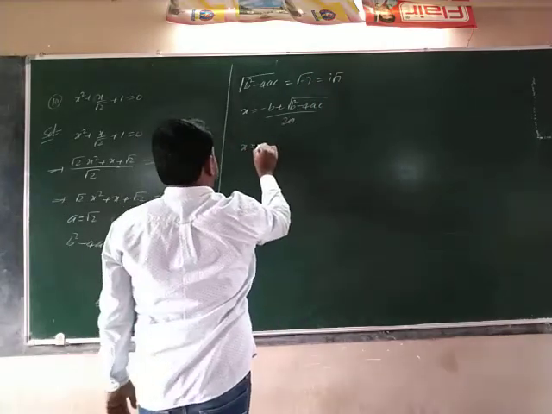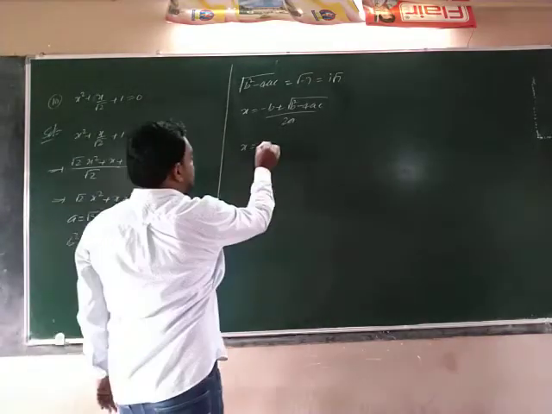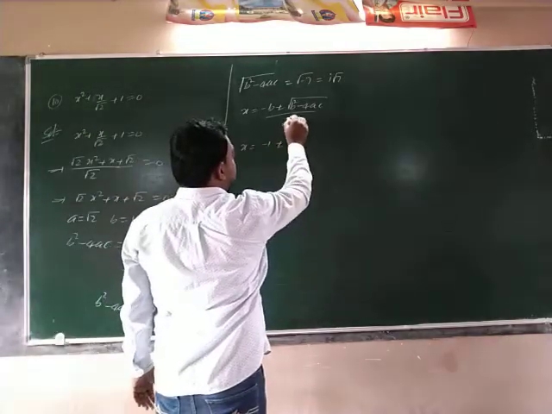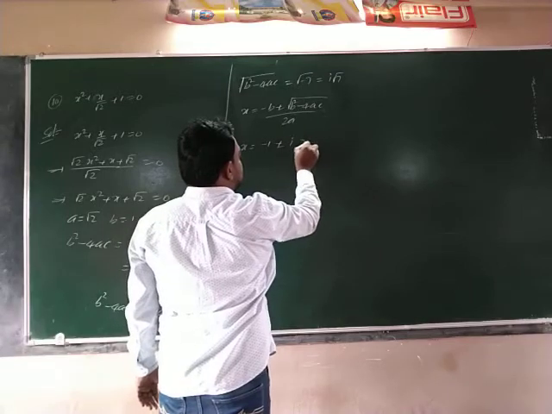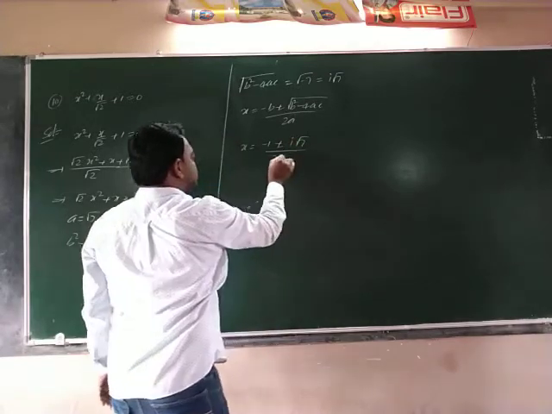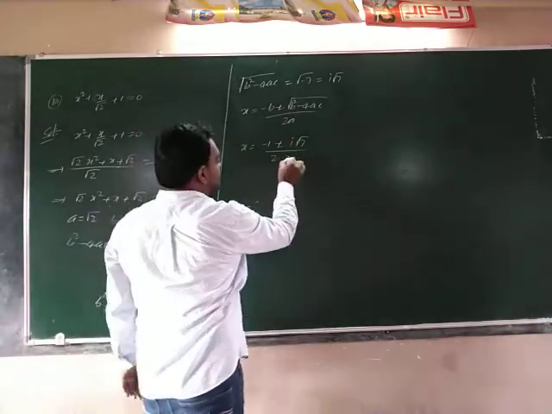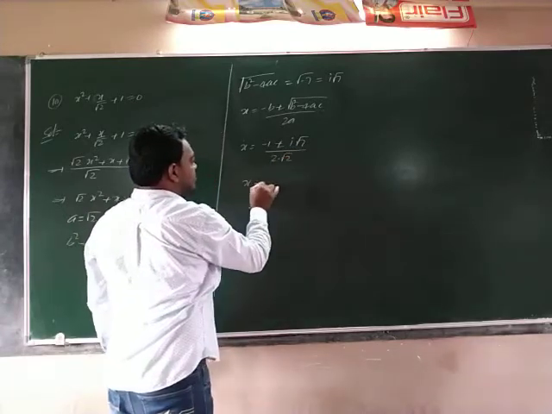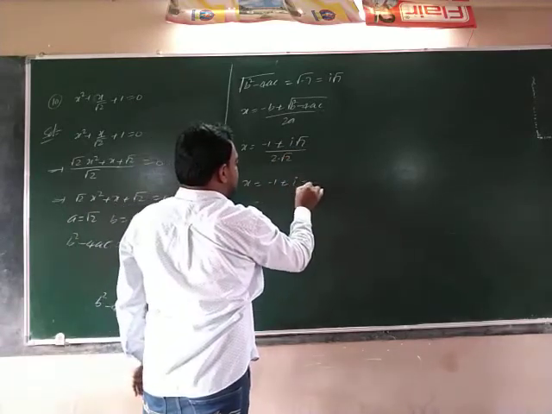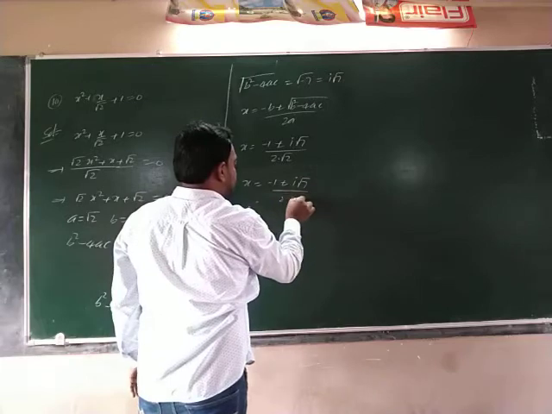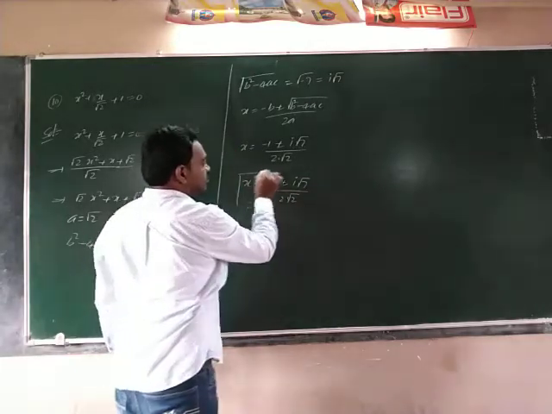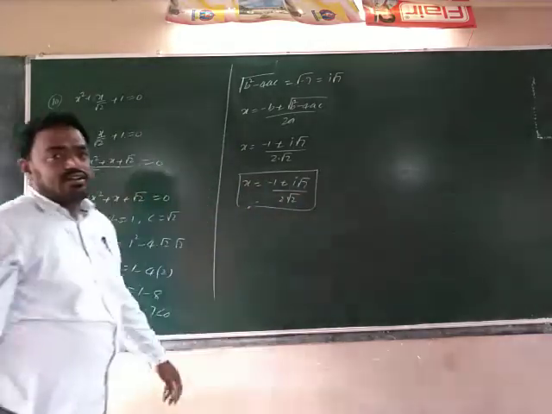So x is equal to minus b plus or minus the square root of b square minus 4ac, which is i root 7, by 2 into a, and the value of a is root 2. So x is equal to minus 1 plus or minus i root 7 by 2 root 2. This is the answer.